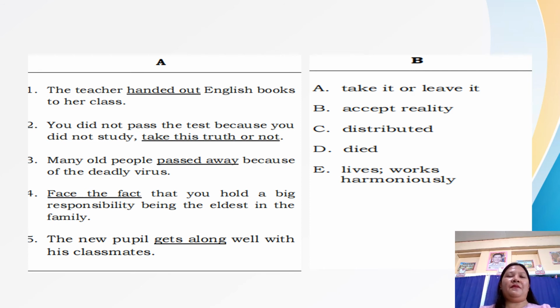Number 3, passed away means letter D, died. Number 4, face the fact means letter B, accept reality. And number 5, gets along means letter E, lives harmoniously. Again, letter E, lives or works harmoniously.